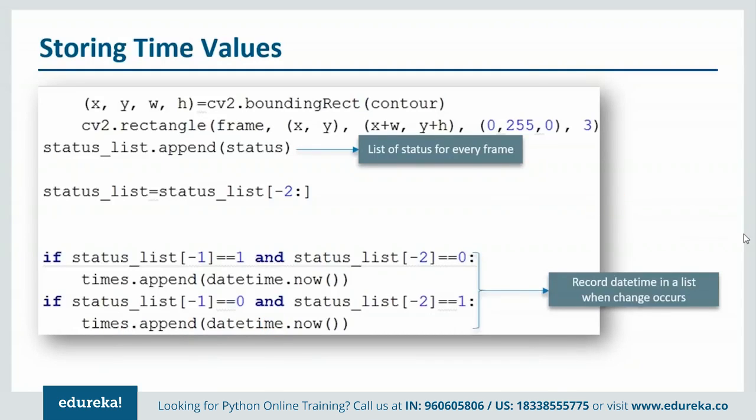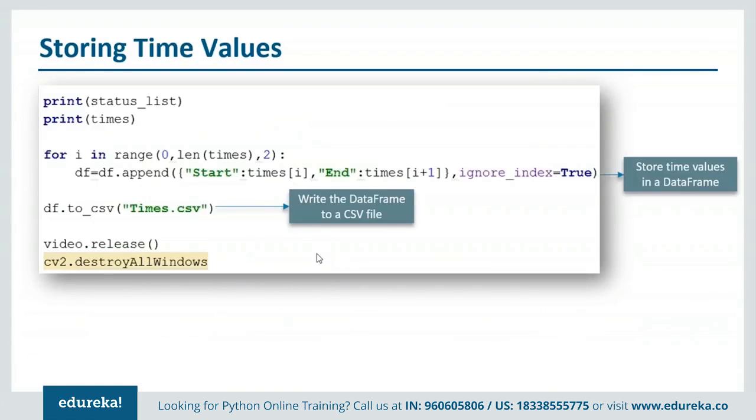That simple, guys. So this will basically create a pandas data frame that will have two columns, start and end, which will tell us when the object appeared in front of the camera and when the object went off from the camera. So this is how it is.